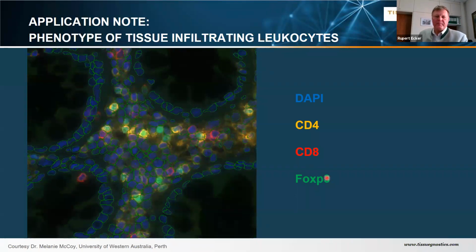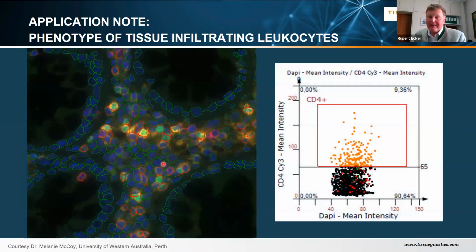So we use the DAPI as a master channel. The green contours show you what the software has recognized as individual cells. And then we measure for each color channel how much staining intensity is present. And this will give us here the CD4 positive cells, the yellow ones.